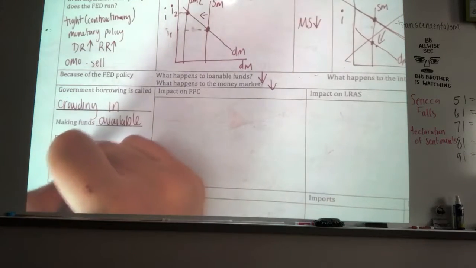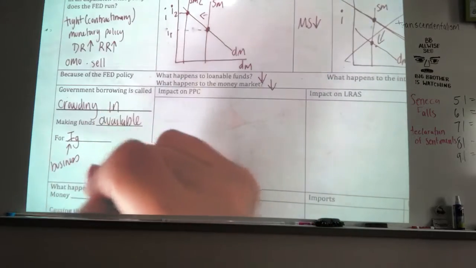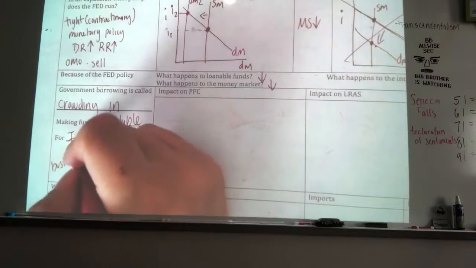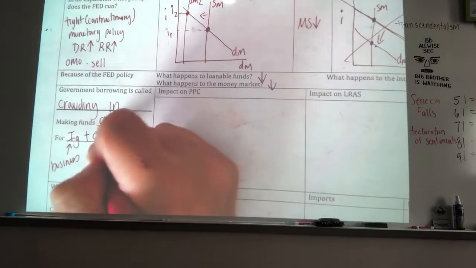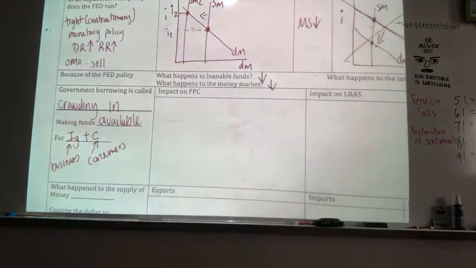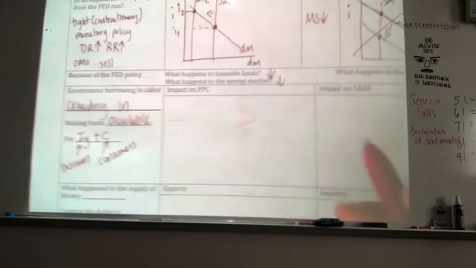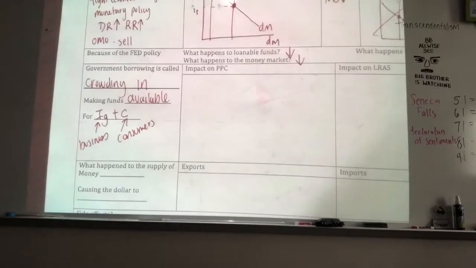Business. Do y'all remember C plus I plus G plus XN? Do y'all remember what I is? Business. Plus C. Do y'all remember what C is? Consumers. What's this IG thing? It's just because we have to differentiate from the interest. Alright, so if now funds are available for businesses, we gotta talk about what the impact on the PPC is. Do y'all remember the PPC?